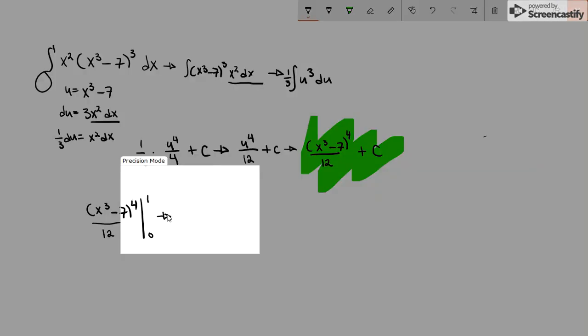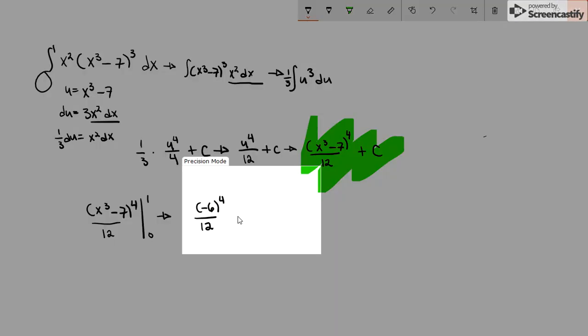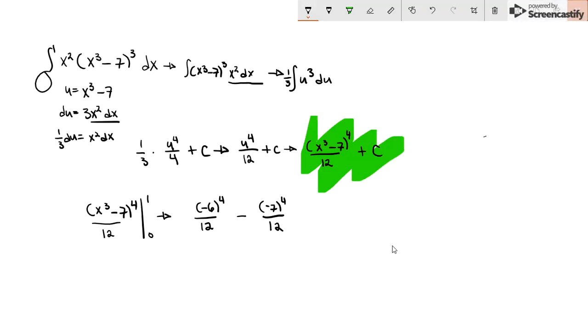And now you just plug in your numbers. So 1 cubed is 1. 1 minus 7 is negative 6. So it's negative 6 to the 4th power over 12 minus, so 0 cubed is 0, so it's negative 7 to the 4th power over 12. All right. And this would be your final answer if this was a definite integral from 0 to 1.